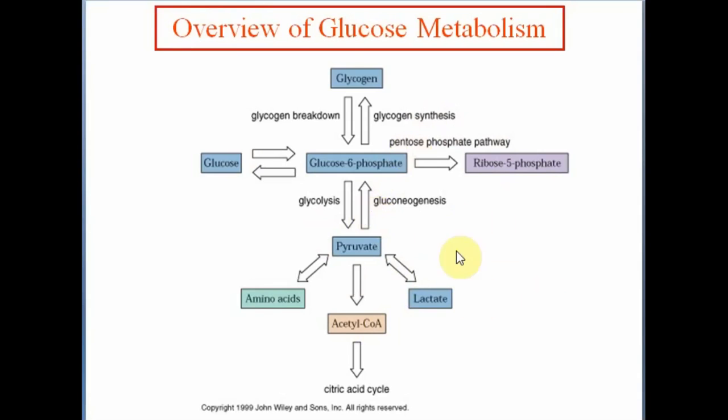If you are carefully observing this pathway overall, you can see that by means of this gluconeogenesis process, pyruvate can be converted to glucose 6-phosphate, and this glucose 6-phosphate can be converted back to glucose. In another way, we can say that pyruvate can serve as a precursor molecule for the synthesis of glucose by the process called gluconeogenesis.